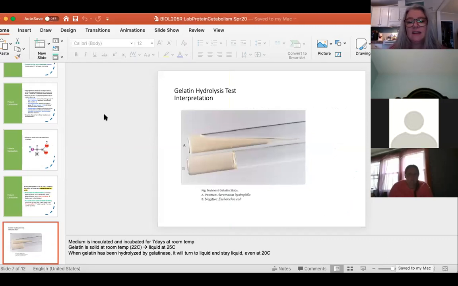All right. So let's take a look at how we interpret the tests that we've talked about so far. Remember, the first test for protein catabolism is this gelatin hydrolysis test. Now, when you take this gelatin, it's usually in a test tube, and that's what you're looking at here in the picture in B. Gelatin is a little bit like agar, right? I mean, it may have been a while since you made some Jell-O at home, but it has a very similar consistency to Jell-O. I mean, to agar.